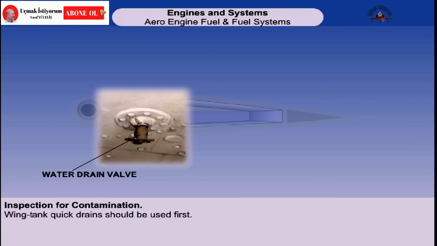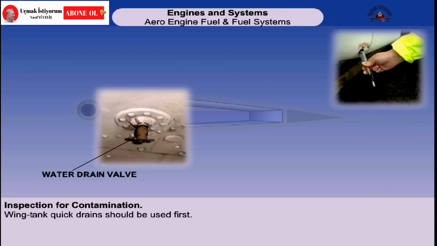Each fuel tank is equipped with a quick drain. This is located at the lowest part of the tank, sometimes within a sump, which will collect any water as it settles. These wing tank quick drains should be used first to drain the sumps. Sufficient fuel should be allowed to flow to ensure removal of contaminants. This fuel should be collected in a suitable container, examined for contaminant, and then discarded.